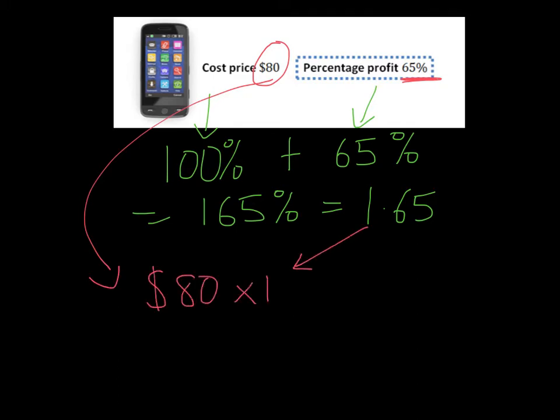Let's now multiply the original price, $80, by 1.65 to get the price selling it at a profit margin of 65%. Use the calculator. 80 times 1.65 is equal to $132. So the price of the phone selling it at a profit margin of 65% is $132.